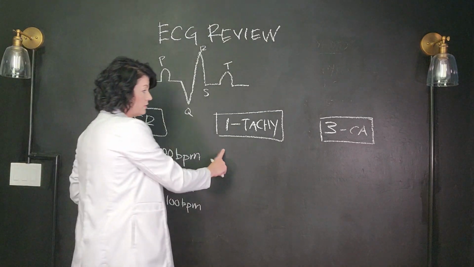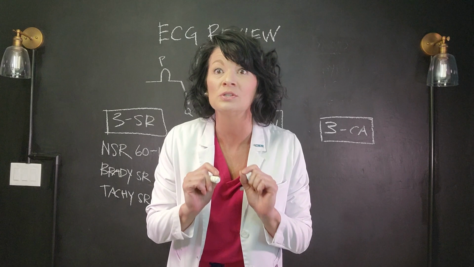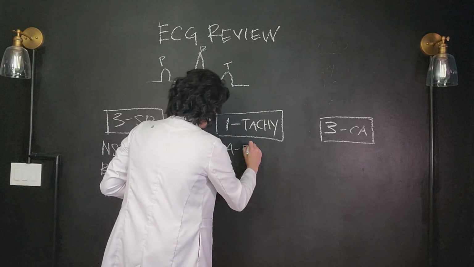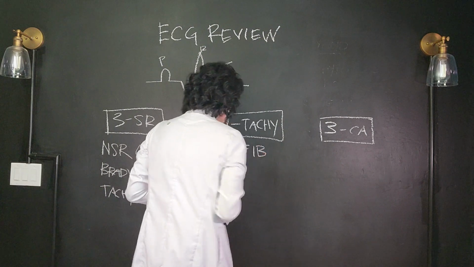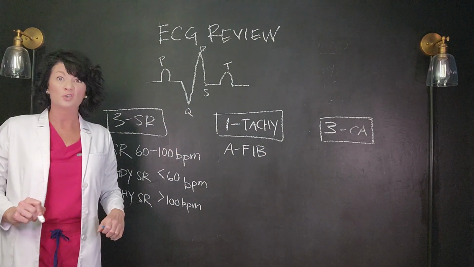Okay. Now, we introduced you to a couple different tachys, but the big one that I want you to know is the one that is the most common. Atrial fibrillation, Afib as we like to call it. Okay, as we talked about, this is going to be the most common dysrhythmia that you're going to see.